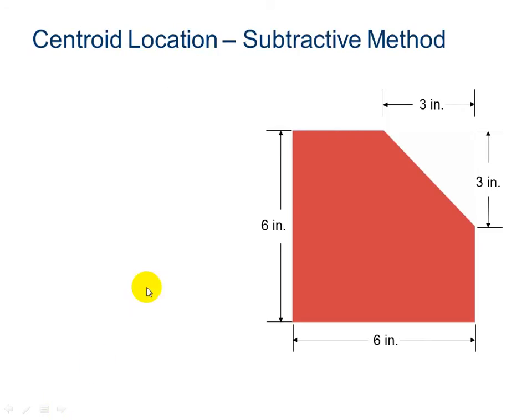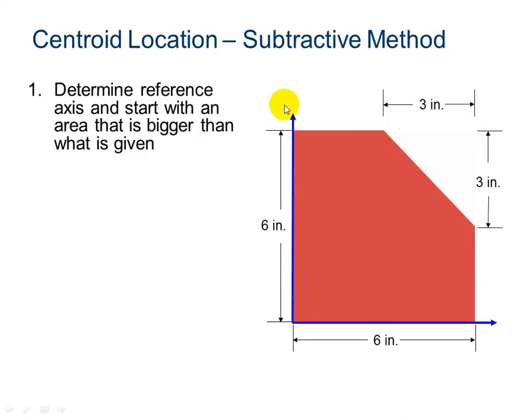So let's look at the same shape. We already know what the centroid is because we just calculated it. But what if we did it with the subtractive method? I'd like to show you that you get the same exact thing. So let's start with the shape that's bigger. Let's close this off and make it a square and start with just a square.